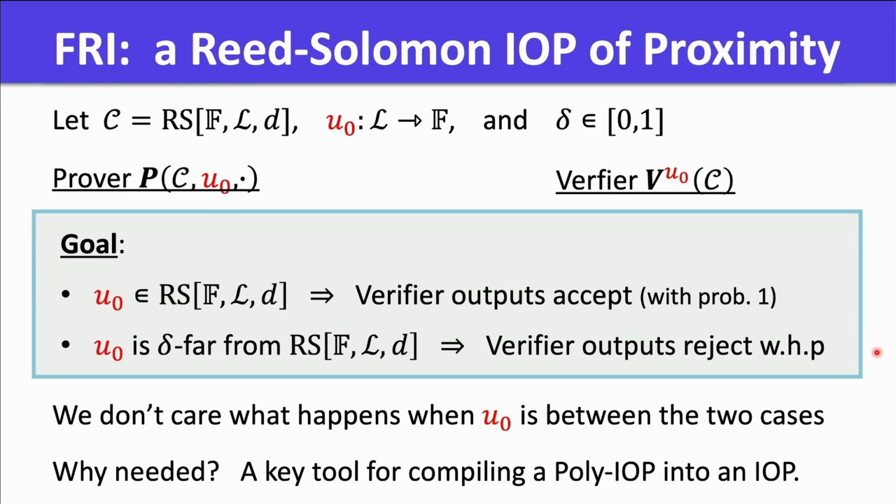So if the verifier accepts, then we know that u0 must be delta close to the Reed-Solomon code with high probability. And why is a Reed-Solomon proof of proximity needed? Well, we saw in Part 1 that this is the key tool that enables us to compile a poly IOP into an IOP, and then an IOP can be compiled into a SNARK using the BCS compiler.